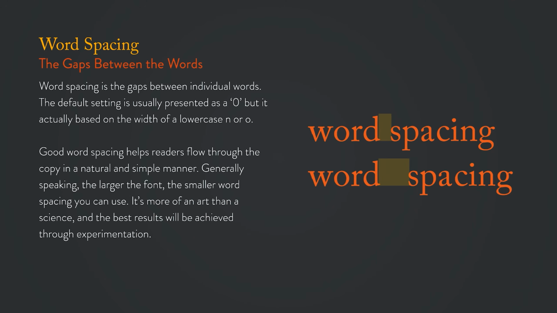But what that is really based on is the width of a lowercase n or o within that font face. So this O, for example, here is going to be similar to the same width of the space within the word. That's done because that's generally considered enough space to differentiate between words. Good word spacing helps the reader's eye flow through the document in a natural manner. Generally speaking, the larger the font, the smaller word spacing you can use, but it's definitely an art, not a science. And you should experiment and make sure to check it with different people. Largely, you can leave it on the default setting, but make sure that lots of people can understand your word spacing when you show it to them.